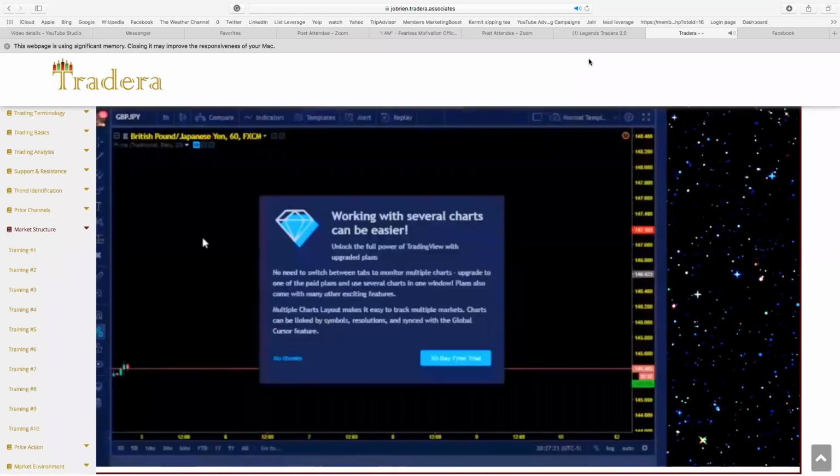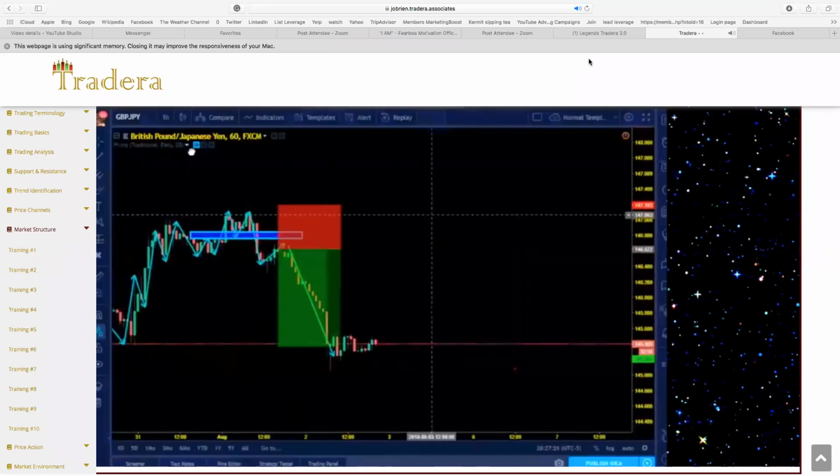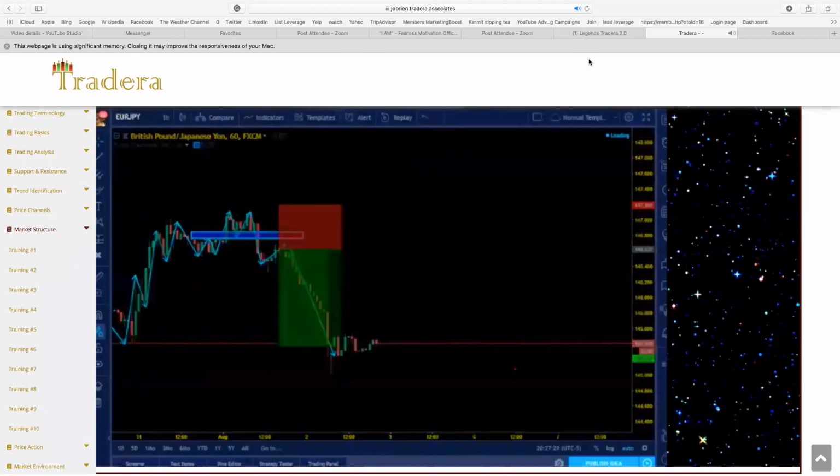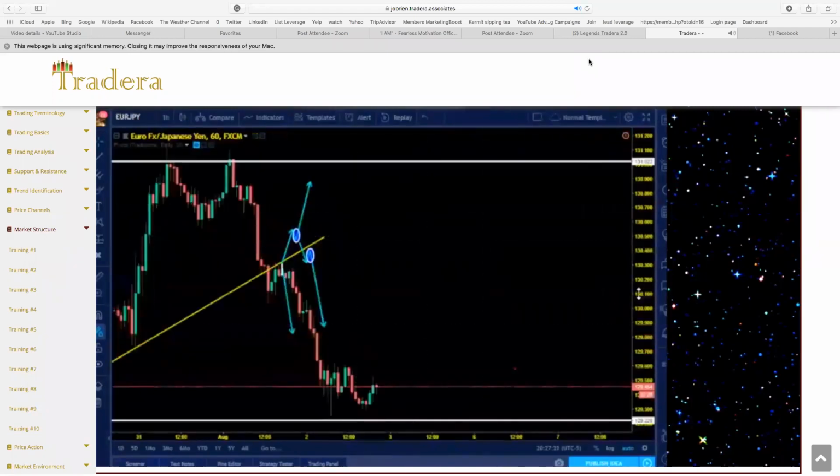This is fun, guys. Forex, you know, it's really fun. It really sucks to trade when you lose a lot, but once you really start to get it down, it's pretty cool.